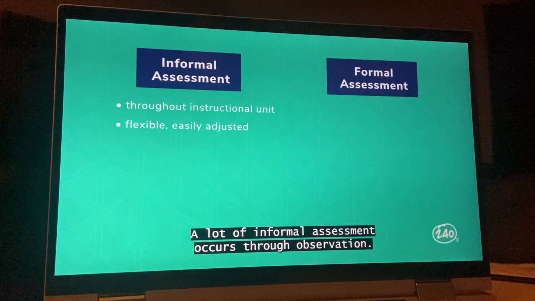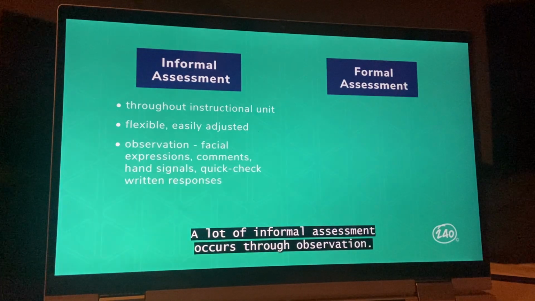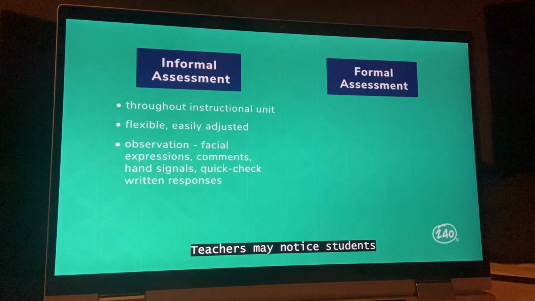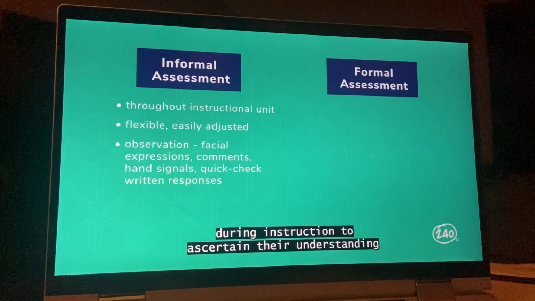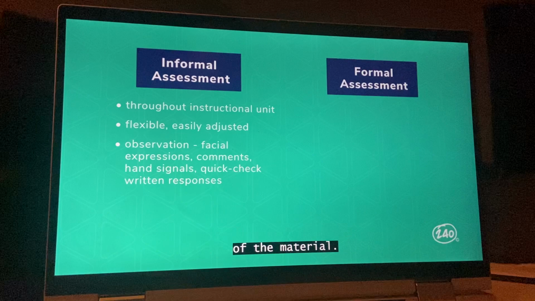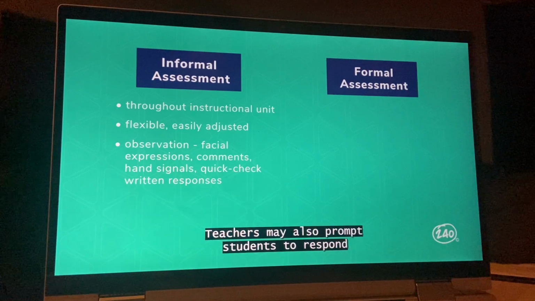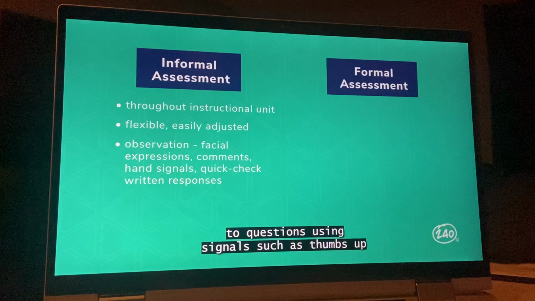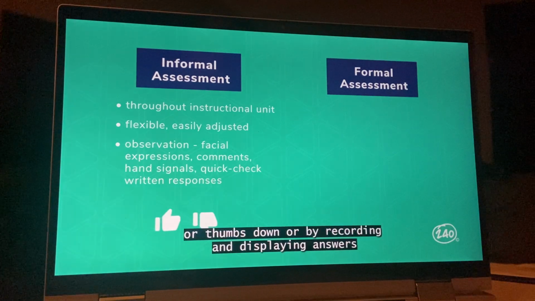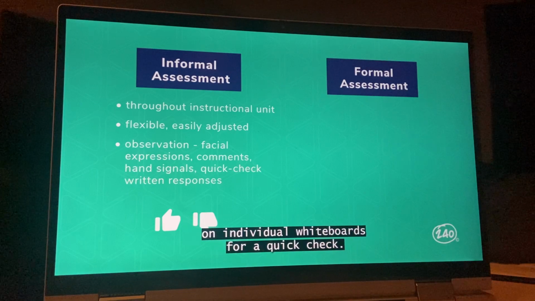A lot of informal assessment occurs through observation. Teachers may notice students' facial expressions and comments during instruction to ascertain their understanding of the material. Teachers may also prompt students to respond to questions using signals, such as thumbs up or thumbs down, or by recording and displaying answers on individual whiteboards for a quick check.